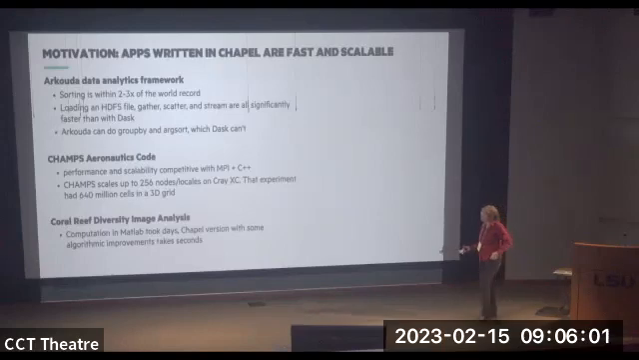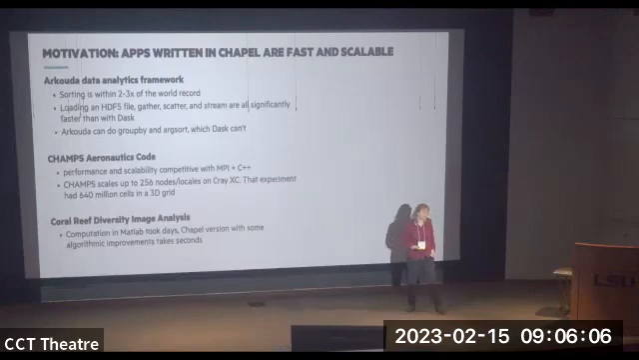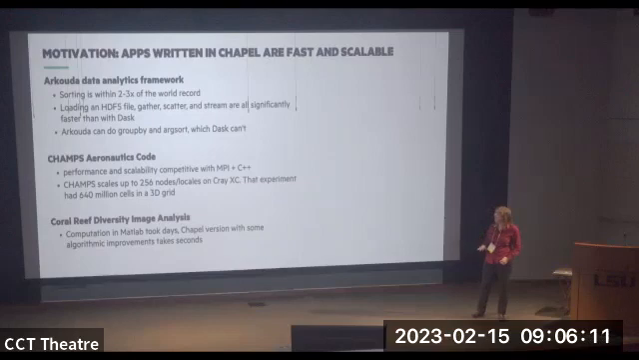The CHAMPS code that I mentioned has performance and scalability that's competitive with MPI and C++ codes that are doing similar kinds of simulations. One run that we're aware of is a run where CHAMPS scaled up to 256 nodes on a Cray XC. In that experiment, there were 640 million cells in the 3D grid. I think there was a mention of 100,000 grid points. This is 640 million grid points.